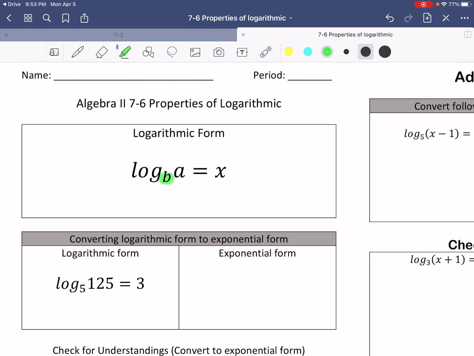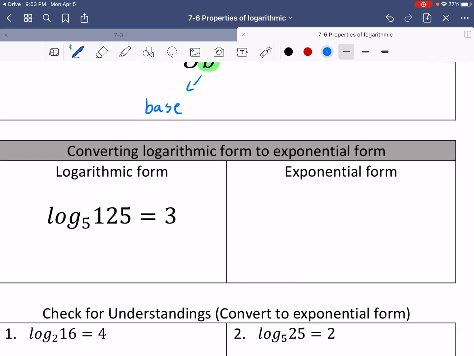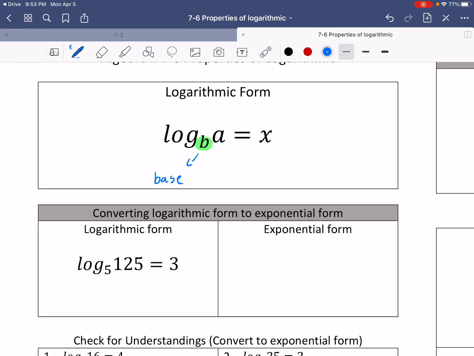So log base b of a equals x. This b, we call it the base. Okay, so that's what you have to know. Now, if you want to change this logarithmic into exponential form, first you have to highlight or circle the base. And you are going to do something we call a beautiful curve.